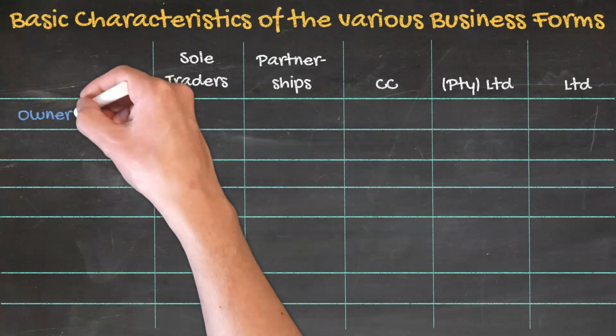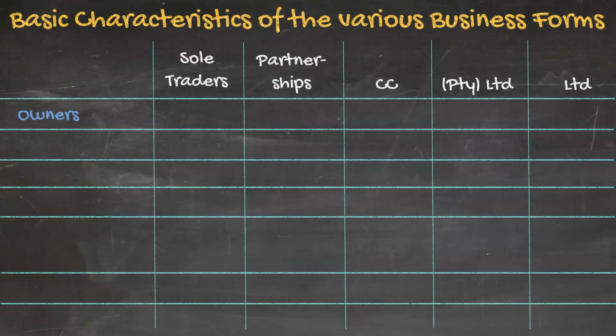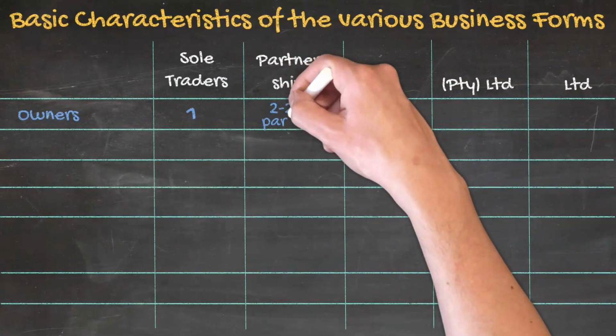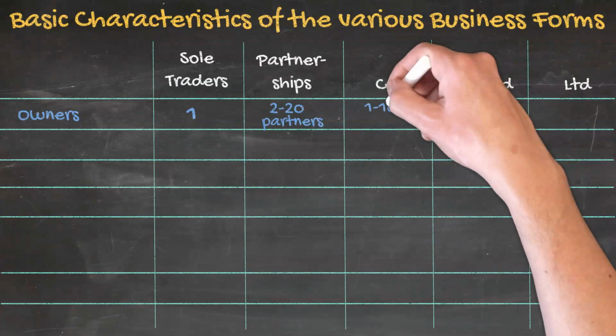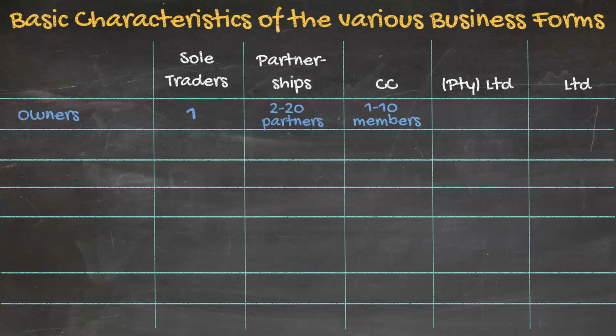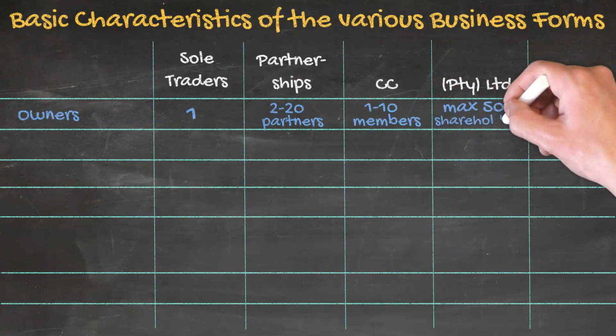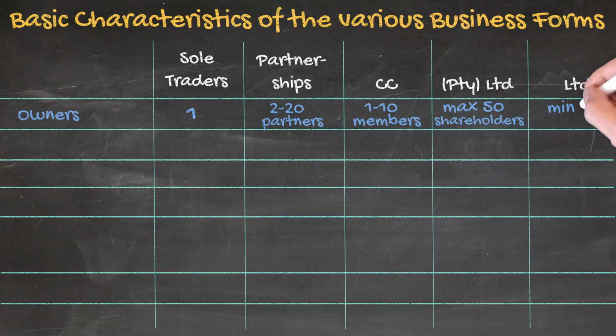Let's look at ownership. With sole traders, there's only one owner because it's basically you trading as a business. Partnerships can have 2 to 20 partners. CCs can have 1 to 10 members. Private companies can have a maximum of 50 shareholders, whereas public companies must have a minimum of 7 shareholders to an unlimited number. There is no maximum.